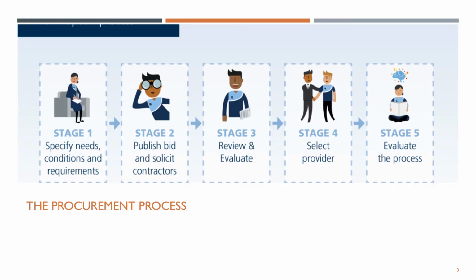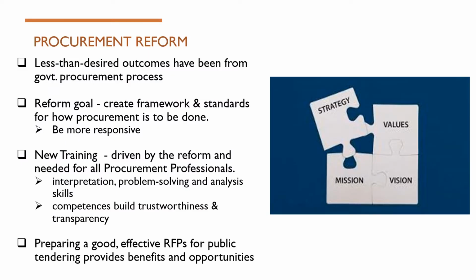If you look at the procurement process, RFPs fall in stage 1. This is where you specify needs, conditions, and requirements. The current procurement climate is in the midst of a national reform program. The framework and standards are to improve responsiveness, and professionals need to become learners and improve competencies. This is essential to build trustworthiness and transparency in the community. Better RFPs provide such an opportunity.